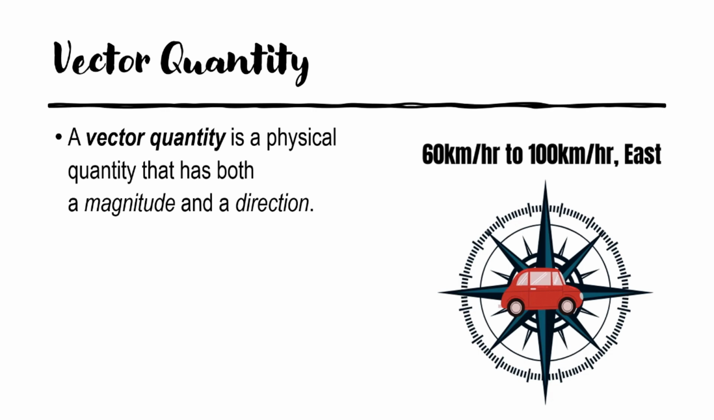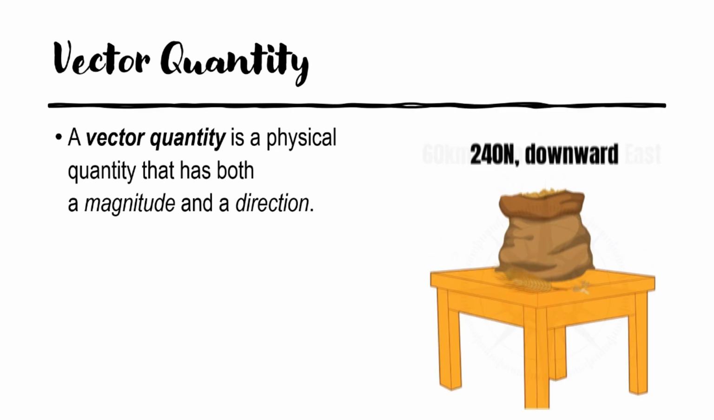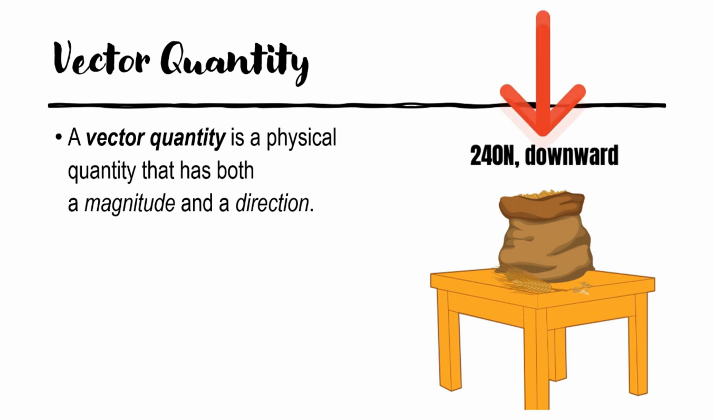Our last example of a vector quantity is a force due to a 25 kg of rice placed on a table. Its weight is 240 Newton in a downward direction. In here, we have the force which is equivalent to the weight of the bag of rice. Take note that the weight and mass are related, but they are not the same. Weight is proportional to the mass and it is always directed towards the center of the earth.